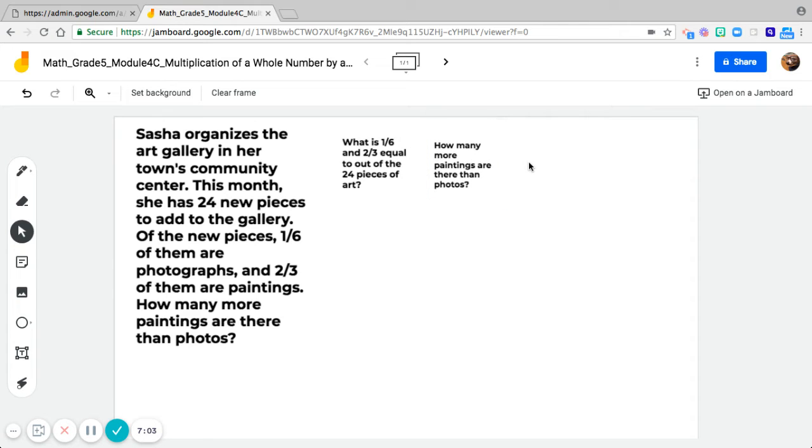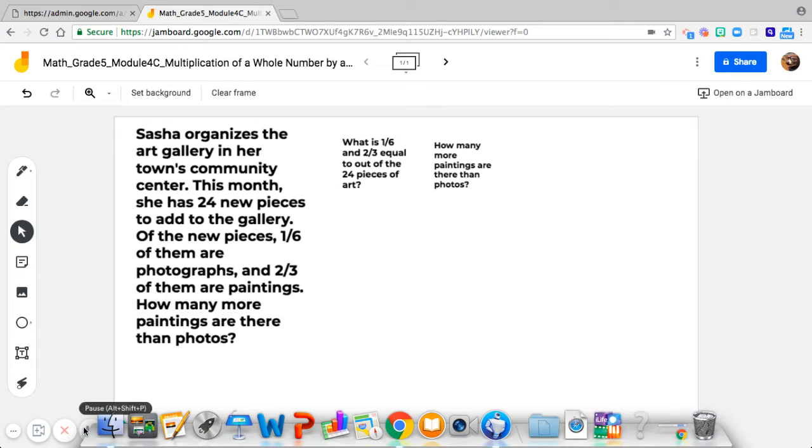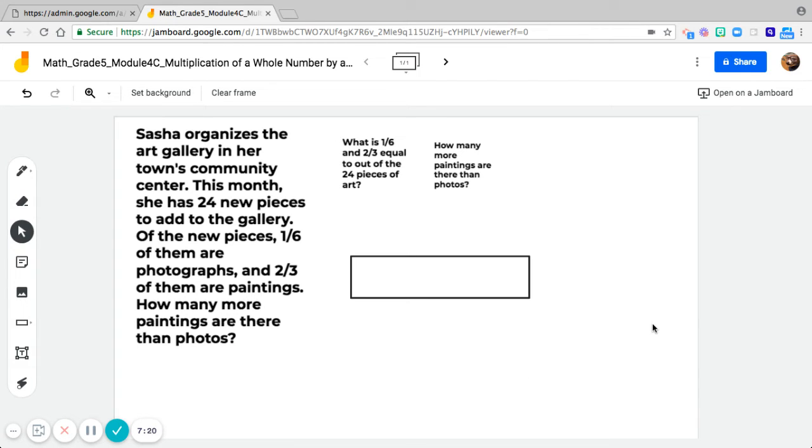Okay. So I think these are two really great mathematical questions that come up from reading this problem. And hopefully after we solve the problem, we will be able to answer these questions. Okay, so we are going to start to try to solve this problem. And we are going to use a tape diagram to help us see how many more paintings are there than photos within this situation.